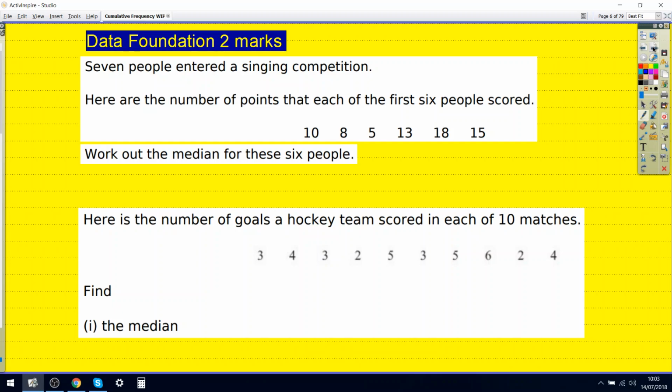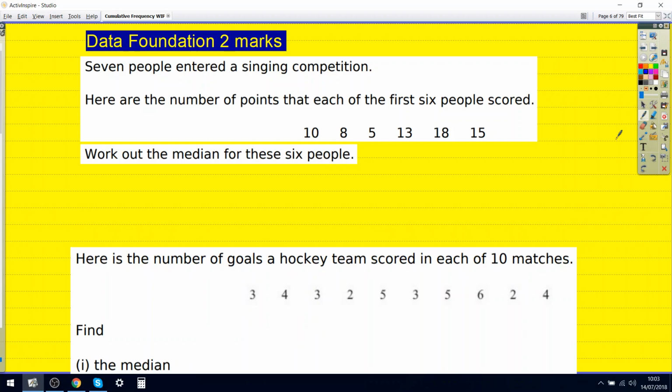What is the median of these 6 numbers? How would you do this? Is it 11 and a half? Yeah, I think so. You put them in order. 11 and a half.